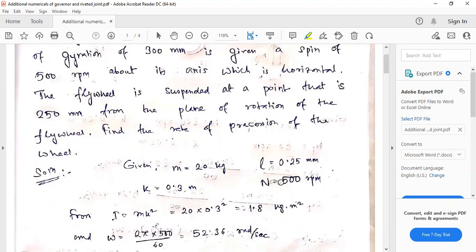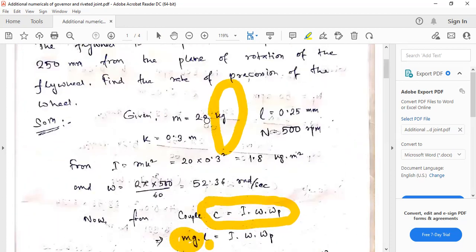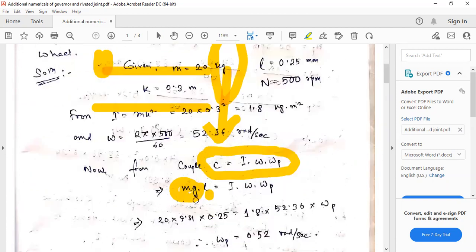You know how to find the omega p. First you have to use this equation, the couple equation C equal to I omega omega p. And to find out the couple, what is the couple? The weight of the flywheel multiplied by the length where it is suspended. So this is the flywheel, and from this point it has been suspended. So mg will be the weight of the flywheel. The flywheel's mass is, let's say, m. So m g into L, the weight multiplied by this length, gives you the couple C.